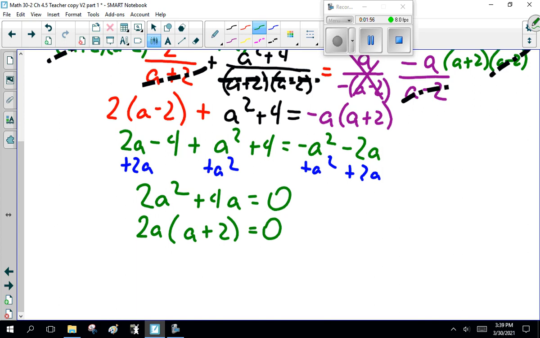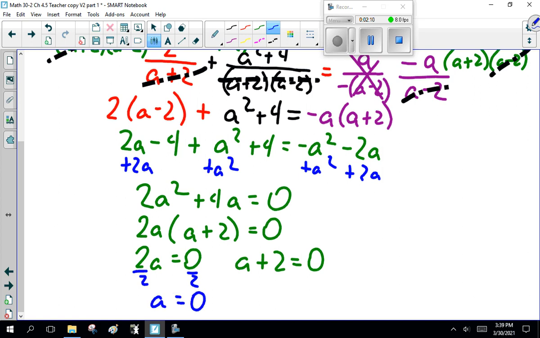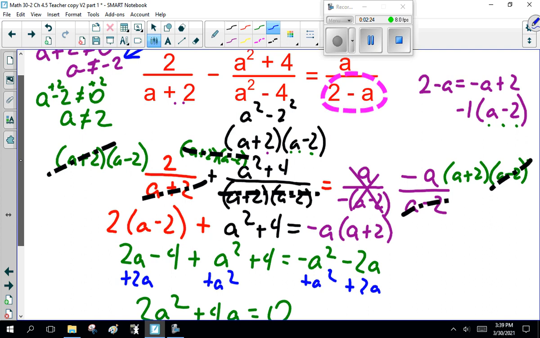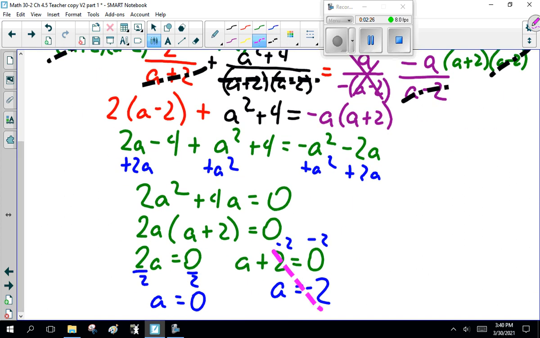So here I have two solutions. 2a equals 0, or a plus 2 equals 0. So a equals 0 is the solution, and non-permissible values are fine. Then a equals minus 2, but we said a cannot equal minus 2. So notice that: we do all this work, and then we have to go, no, it doesn't work. Only a equals 0 is the answer we got for this one. Evil, confusing, misleading, yes.